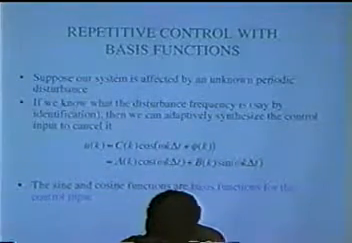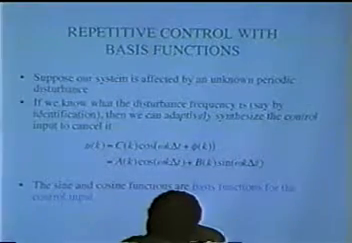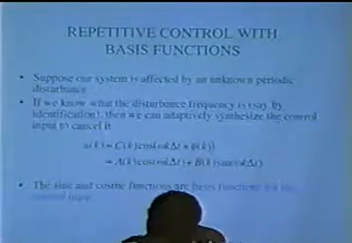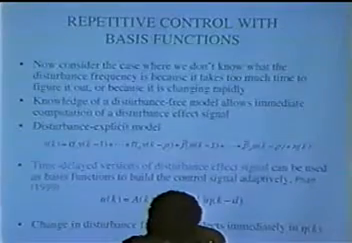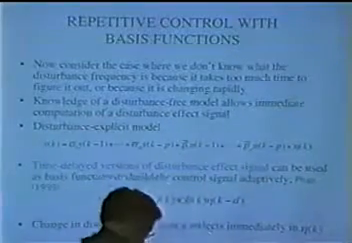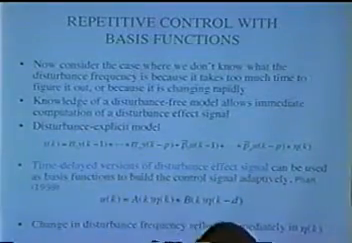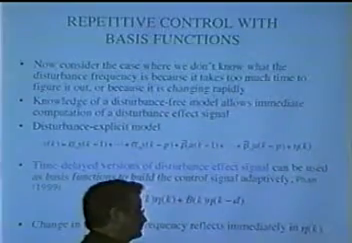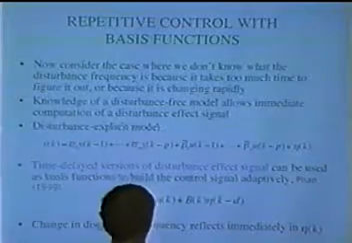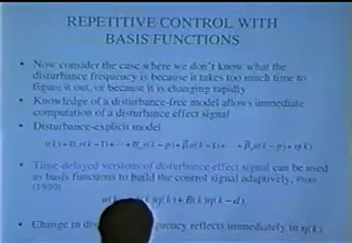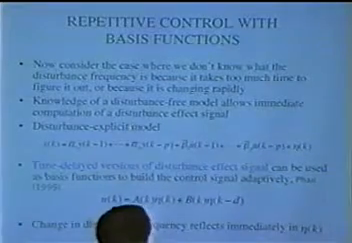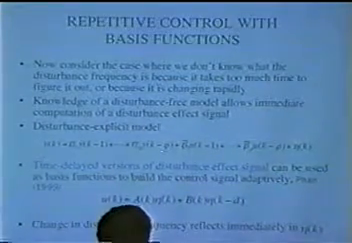So think of cosine and sine in this example as basis functions that make the control. Now suppose we don't know what the disturbance frequency is, because either it takes too much time to find out, or because it's changing. Then what basis function do we need to use? That's the question.